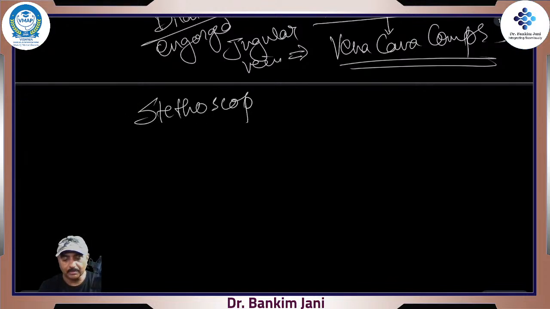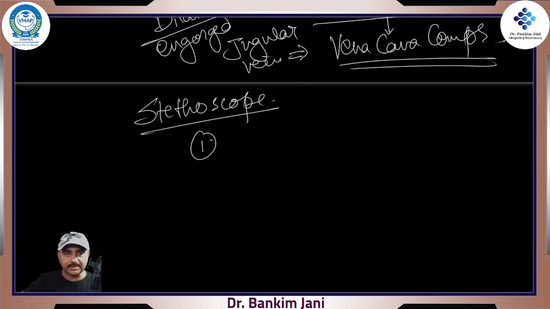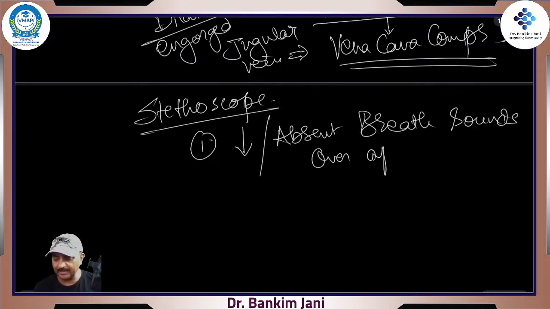Stethoscope, right? There is no big rocket science. Very easy thing, as we said: you know on which side the injury is. All you have to do is put the stethoscope, and you'll find that there would be decreased or absent breath sounds over the affected lung.